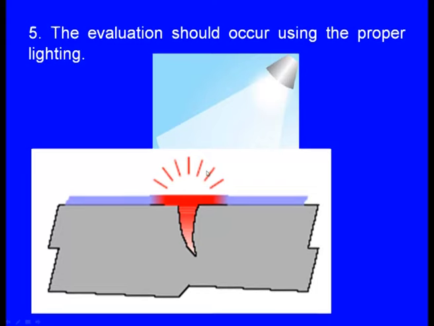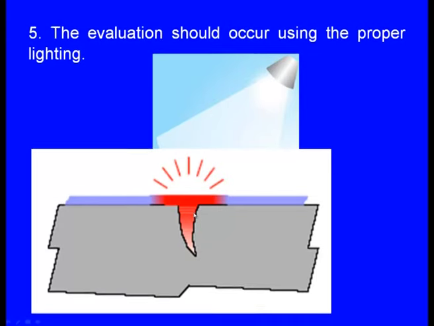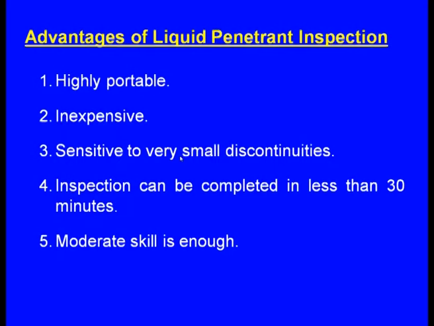Now, lighting is applied. Once this developer falls on this penetrant, it will be illuminating, you see, under the light. Until now it is invisible. This penetrant has gone inside the crack, but it is not visible. Once we put this developer, it is visible outside. So, that is the principle of the liquid penetrant inspection.